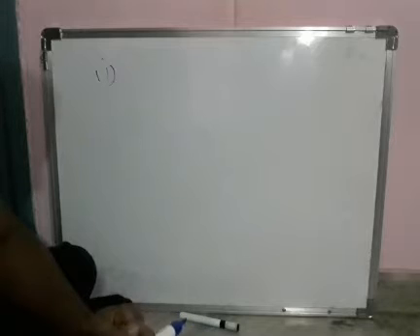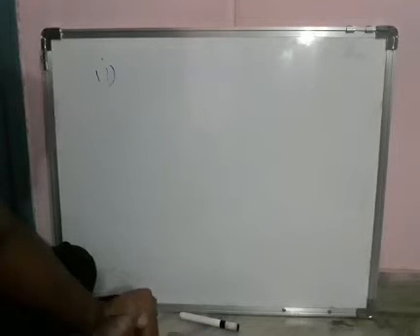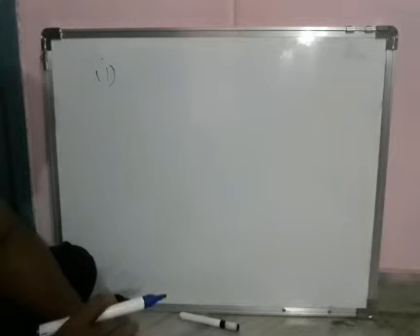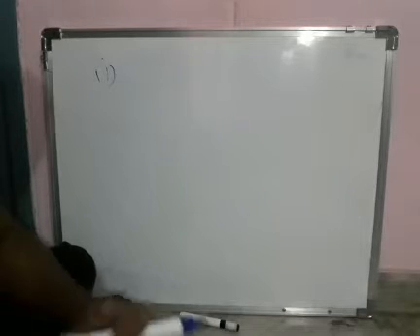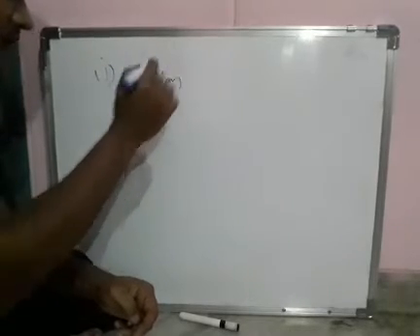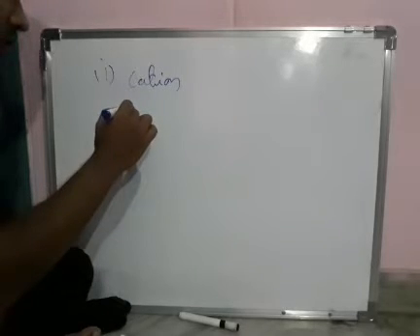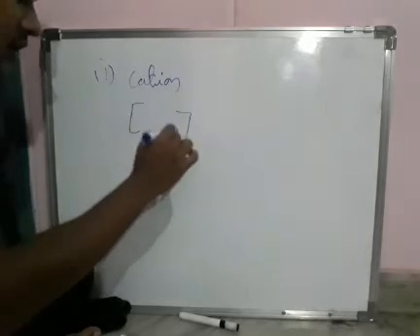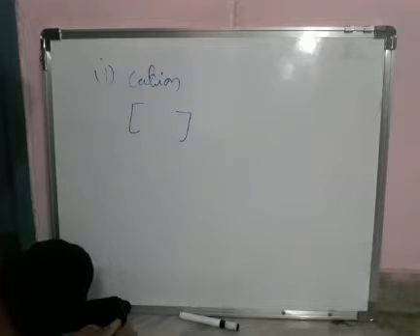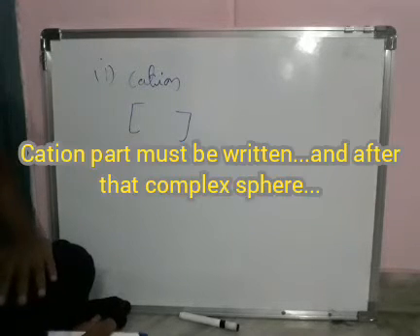The central metal atom or ligand which is enclosed in the square brackets should be mentioned second. That is the second priority. First priority goes to the cation part, and second priority goes to the square brackets or complex entity. First we have to mention the cation part, and after that the coordination sphere.